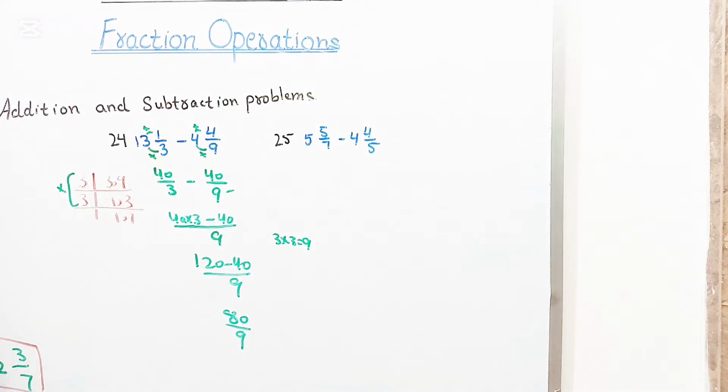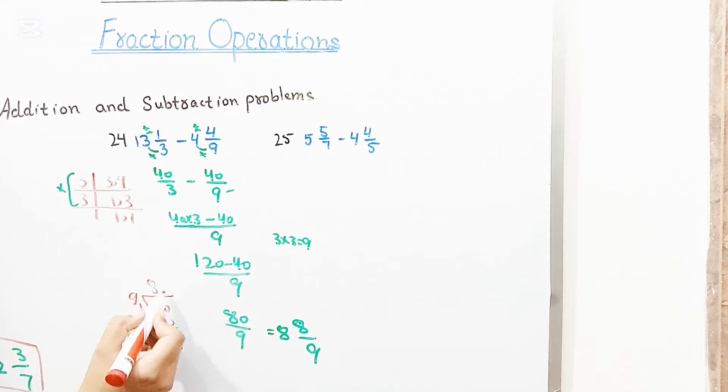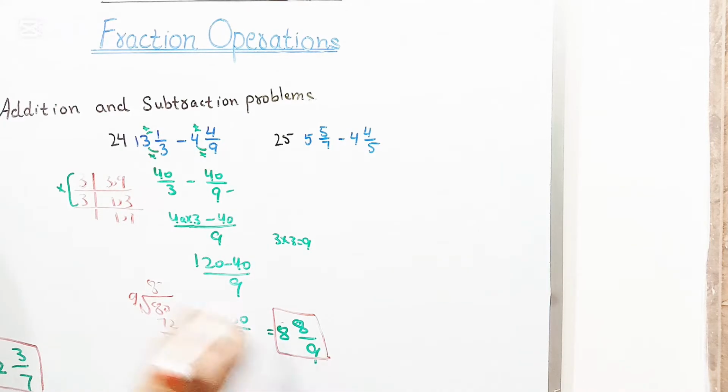When we divide, 9 9s are 81, so I take 9 8s are 72. Remainder is 8. So I write 8 over 9. So my final answer is 8 8 over 9: the answer as a whole number, the remainder as a numerator, and the denominator will be the same.